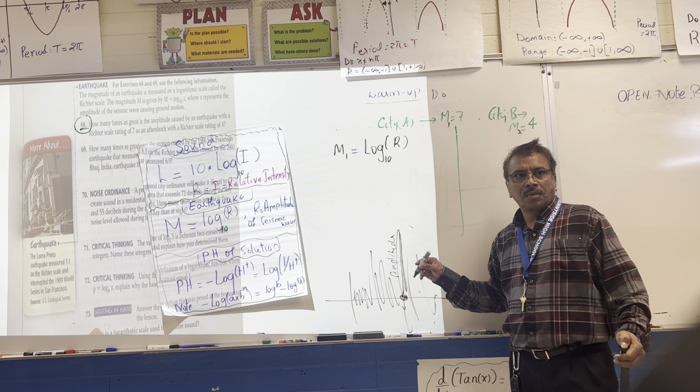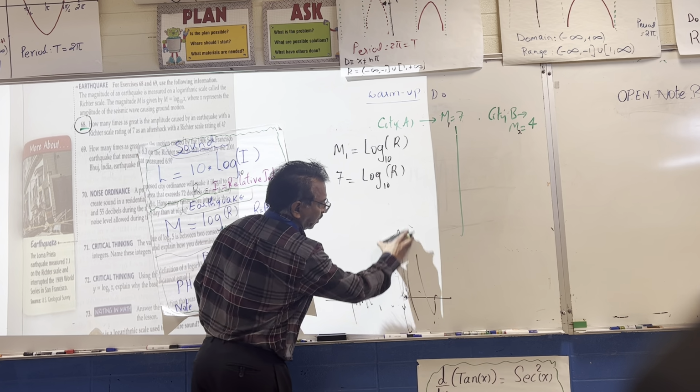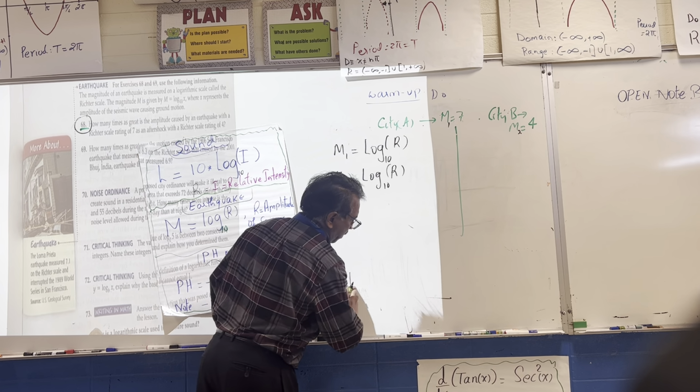CCP time will come very soon. Okay. So M is 7. Everybody put 7 quickly. Then logarithm base 10 of the amplitude. So once you have the log form, you just have to change it to the exponential form.